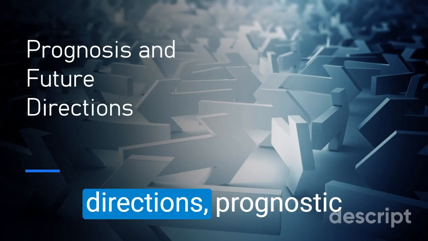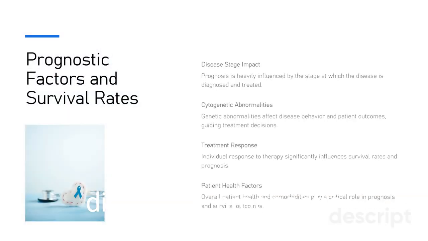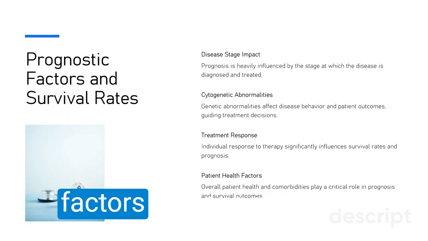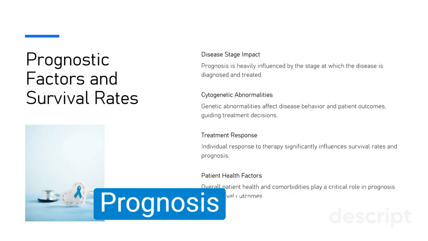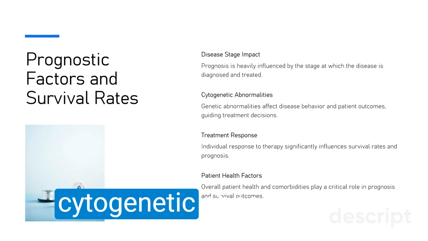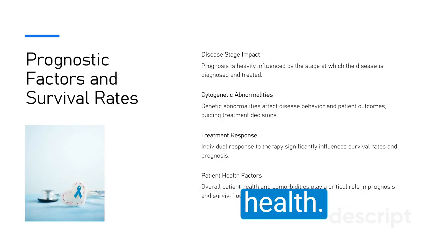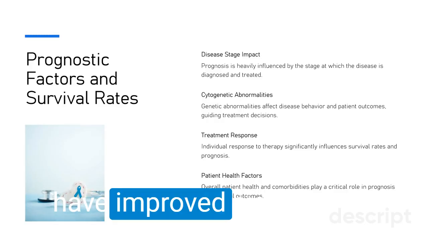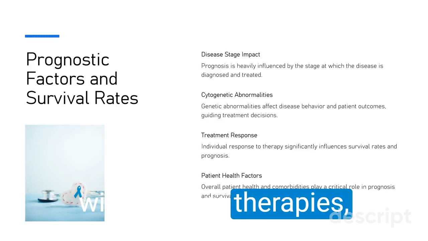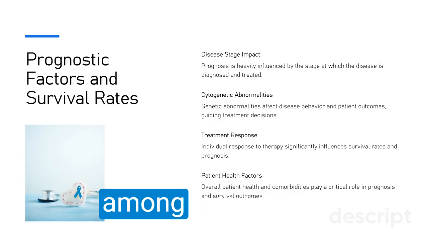Prognosis and future directions. Prognostic factors and survival rates. Prognosis depends on disease stage, cytogenetic abnormalities, response to treatment, and patient health. Survival rates, however, have improved significantly with modern therapies, but they vary greatly among individuals.